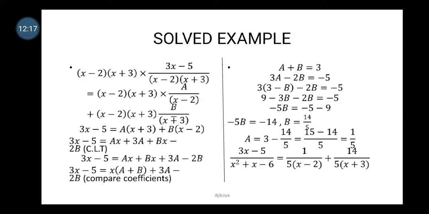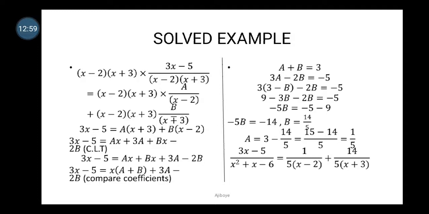So we have 3 open bracket 3 minus b close bracket minus 2b equals minus 5. That's by substituting for a. That is, we made a the subject in the first equation. That will give you a equals 3 minus b, and then substitute in the second equation, so that when you open the bracket, you have 9 minus 3b minus 2b equals minus 5. If you simplify, minus 5b will be equal to minus 5 minus 9, and that will give us b to be equal to 14 over 5.